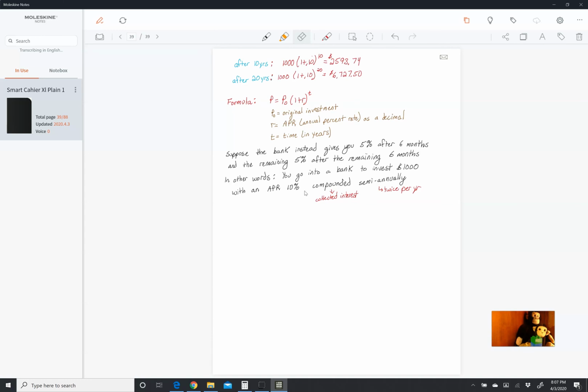So you're getting 10% over the course of the year, but you're getting it twice. You're getting half of it after the first 6 months, half of it after the second 6 months. If we said compounded 4 times per year, it would be saying you're getting a quarter of it after the first 3 months, the second quarter after the next 3 months, the third quarter after the next 3 months, and finally the last quarter over the next 3 months. Okay, so that over the course of the year, you've gotten a total of 10%, but 2.5% each time. Okay, so the number of times that you compound is the number of times that you collect interest.